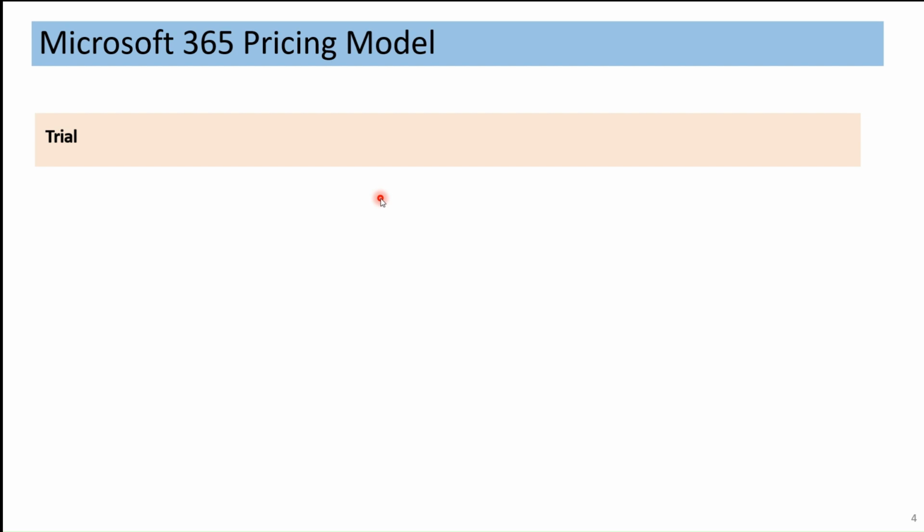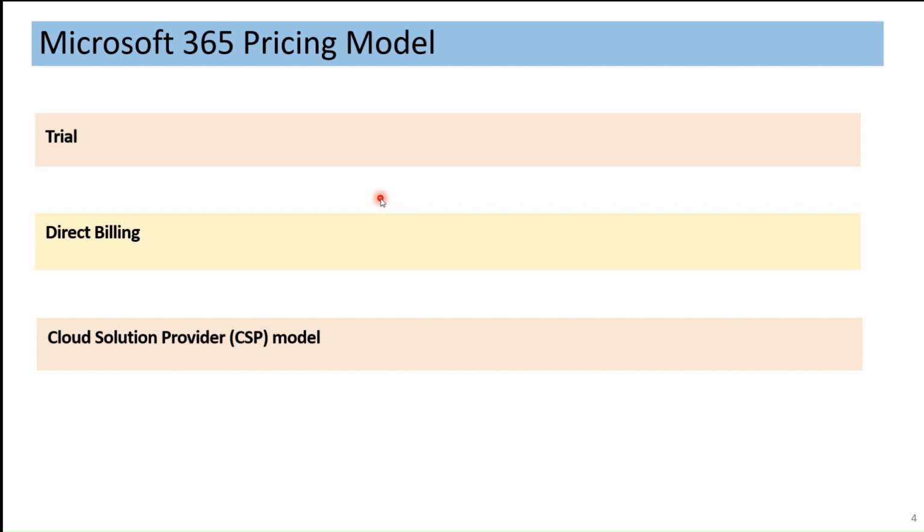You just have to sign up for this trial subscription, and you will get a Microsoft 365 license for 30 days, through which you can use this tool and see the power of the tool. The next is direct billing. As a customer, you can directly buy and pay for your Microsoft 365 subscription with a credit or debit card, or even from a bank account as well.